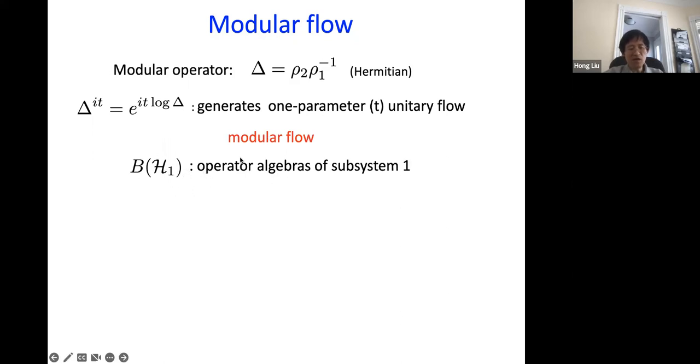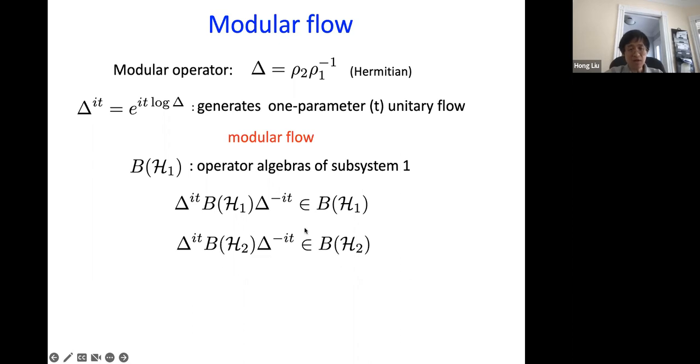Say we denote all the operators of subsystem one as BH1. Then it's obvious that if you act this flow on an operator in BH1, it takes you still inside BH1. It's because rho two commutes with any operator here. When you act delta on any operator in subsystem one, the rho two just cancels, because you take the inverse here. And then obviously rho one is part of BH1, so it takes the system to something still in it. And similarly, it satisfies this condition for B2.